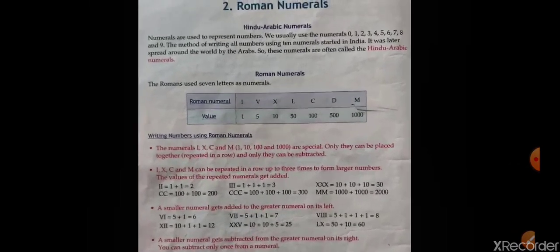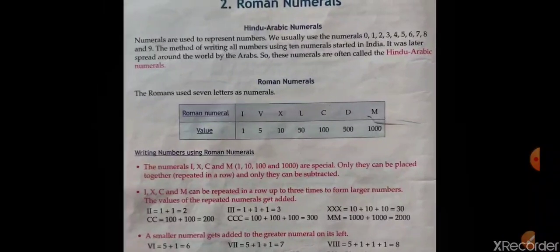Taking our video forward, and coming on to our chapter number 2, that is Roman numerals, or in simple language we can say Roman numbers. Okay, so here let's start with our Hindu Arabic numerals. What are Hindu Arabic numerals? The numbers that we use while writing or while doing our mathematics, like 0 1 2 3 4 5 6 7 8 and 9.